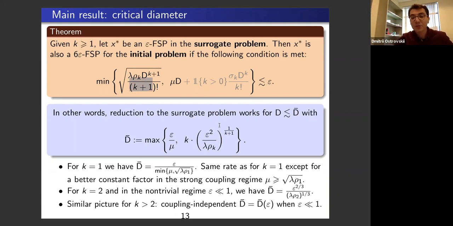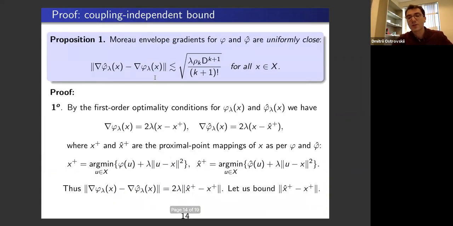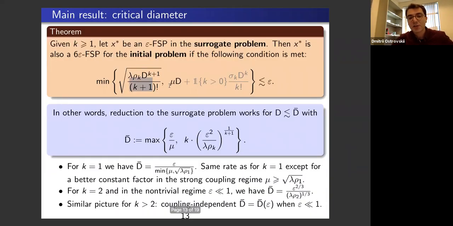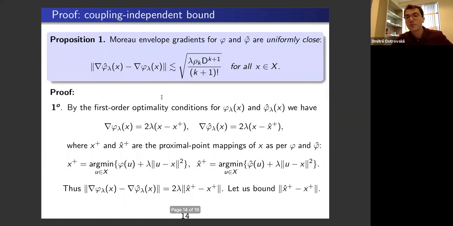So this part simply relies on the uniform closeness of the gradient. So this bound is actually stronger than what is stated here. The second bound is precisely what's stated: if you have x star to be epsilon FSP, then it will be a 6 epsilon FSP in the initial problem. The first bound, however, is uniform, it's stronger.